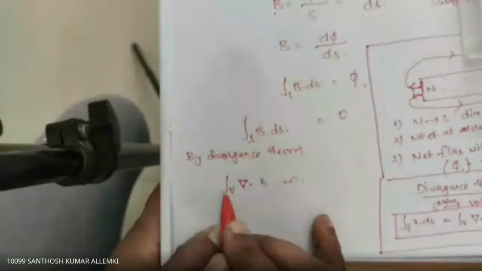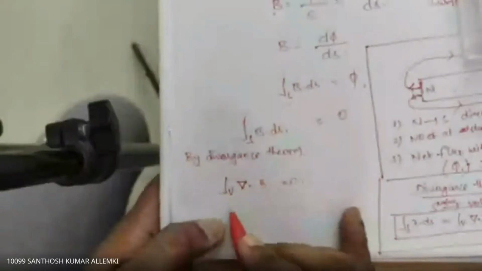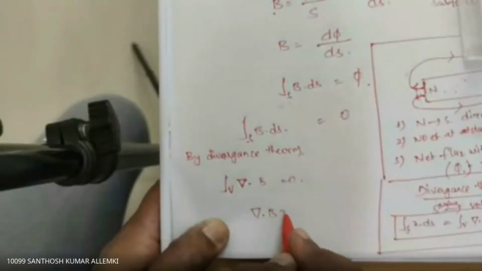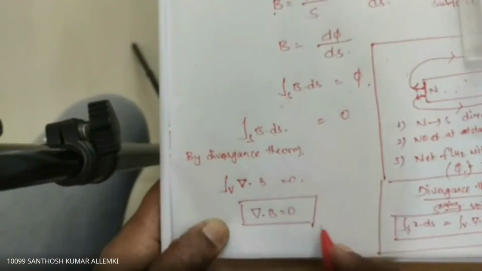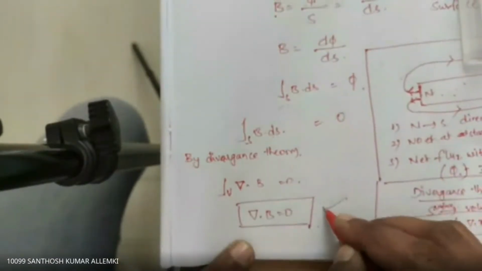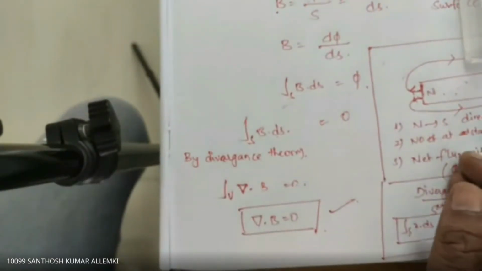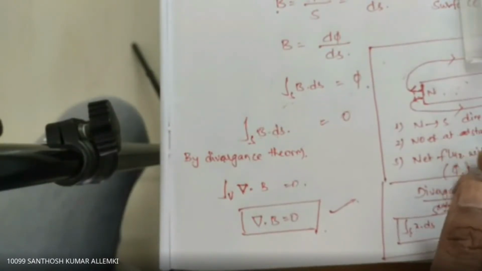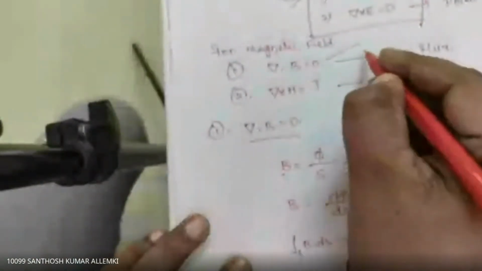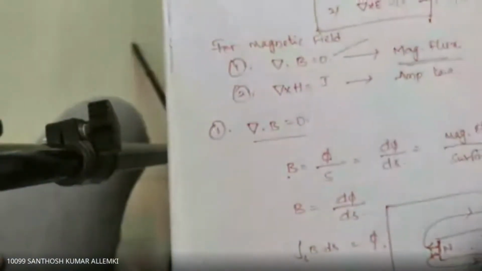Taking the integration to the right side, that will be a differentiation. So finally the differentiation of 0 is equal to 0. So simply we can write del dot B is equal to 0. This is your first Maxwell expression. Is it clear, everyone? So this is the first Maxwell equation, del dot B is equal to 0.